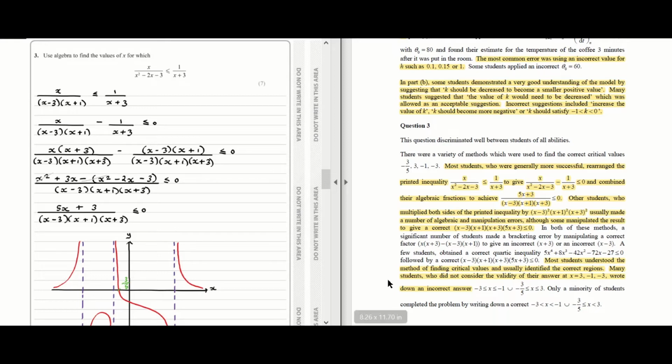Most students understood the method of finding critical values and usually identified the correct regions. Many students who did not consider the validity of their answers at x equals 3, minus 1 and minus 3 wrote down an incorrect answer, and you can see those incorrect answers here. So I think what that's on about is using the fact that you've got asymptotes.